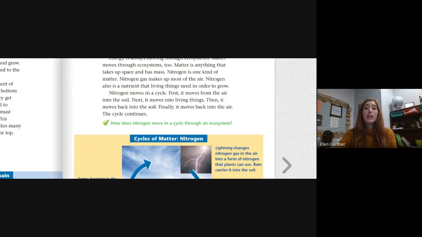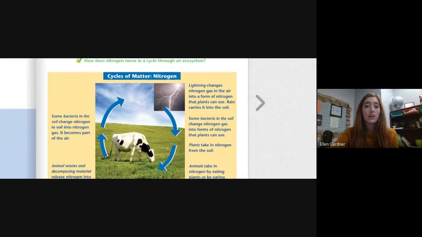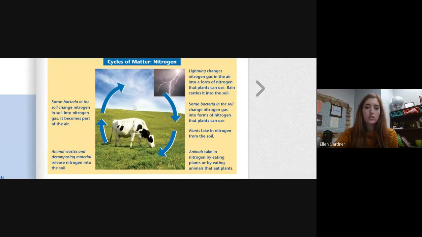Nitrogen is a nutrient that moves in a cycle. First, it moves from the air into the soil. Next, from that soil, it moves into living things, producers. Then it moves back into the soil. Finally, it moves back into the air and the cycle continues.